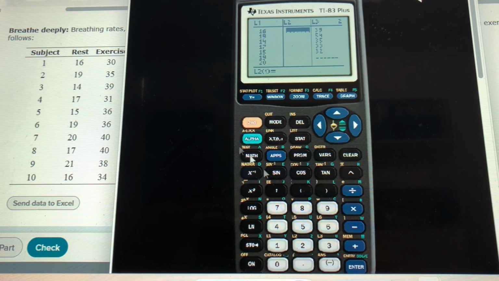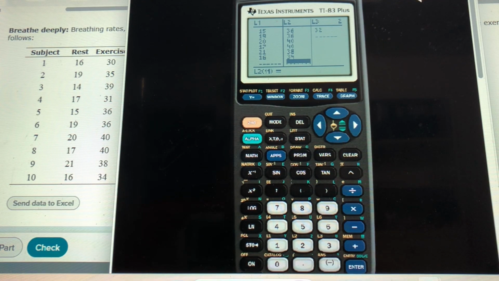Then I go to the exercise numbers, L2: 30, 35, 39, 31, 36, 36, 40, another 40, 38, and 34.